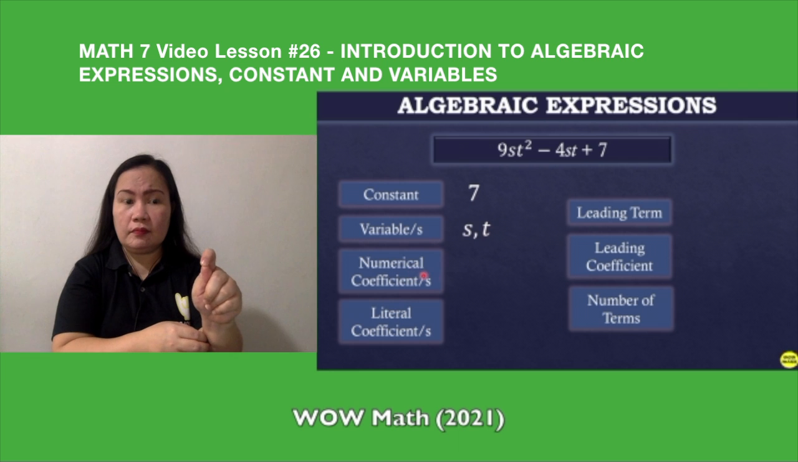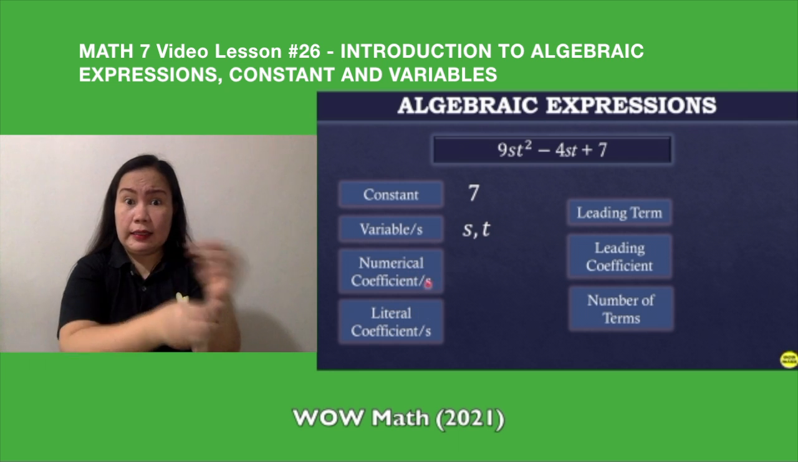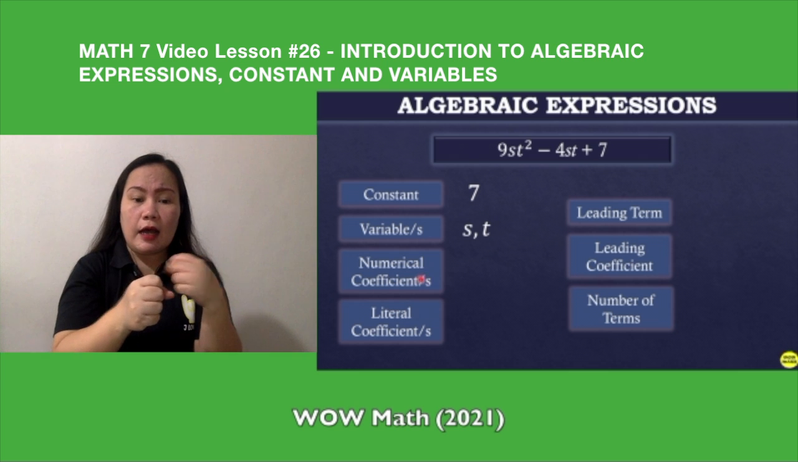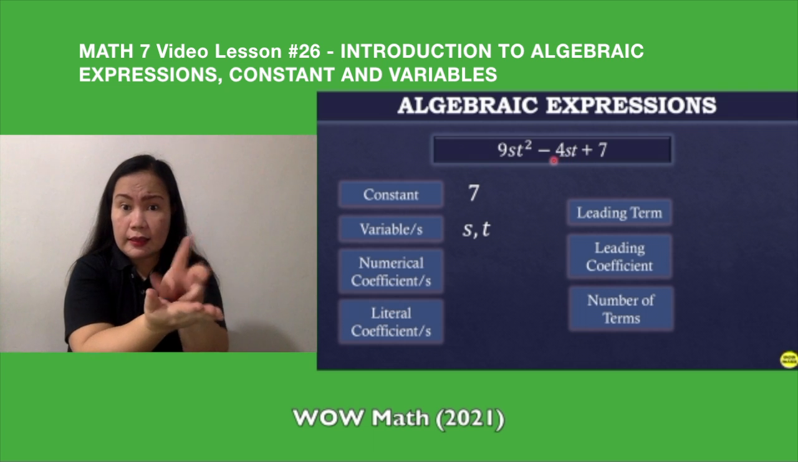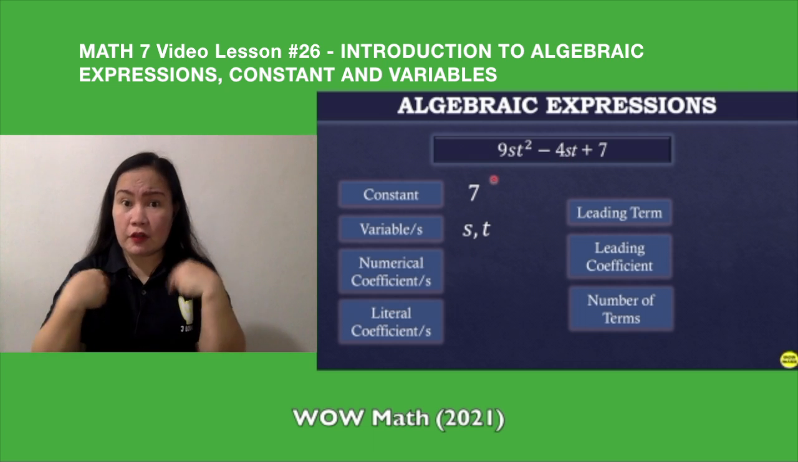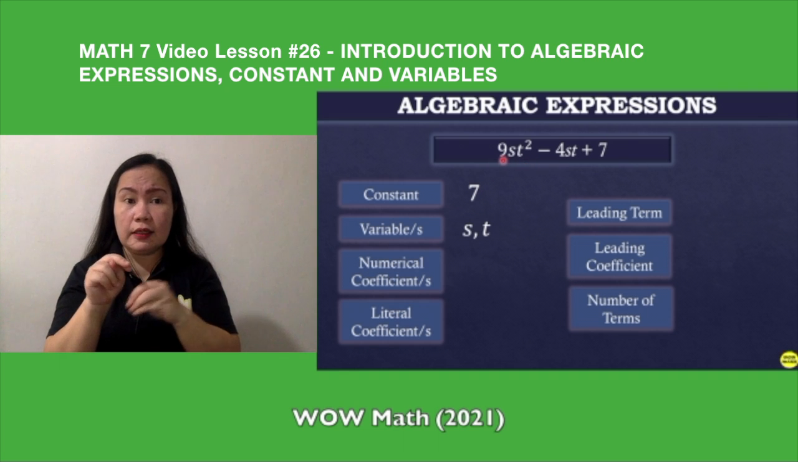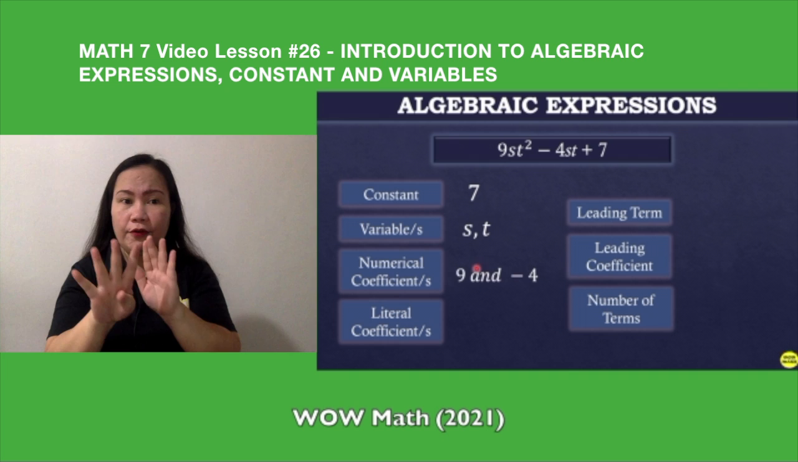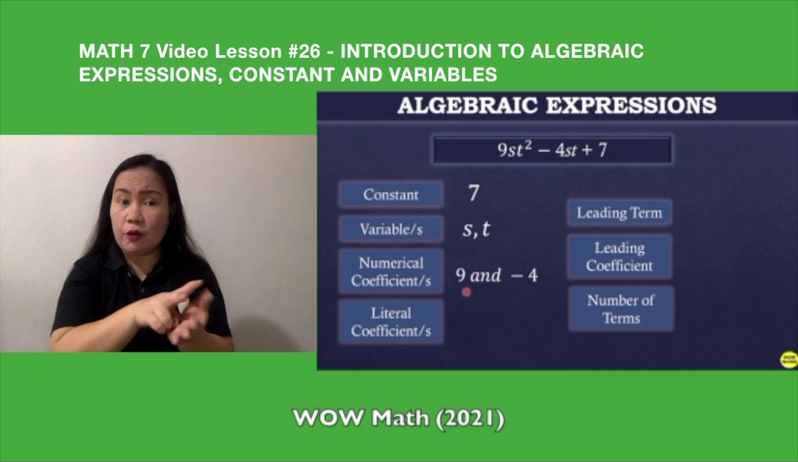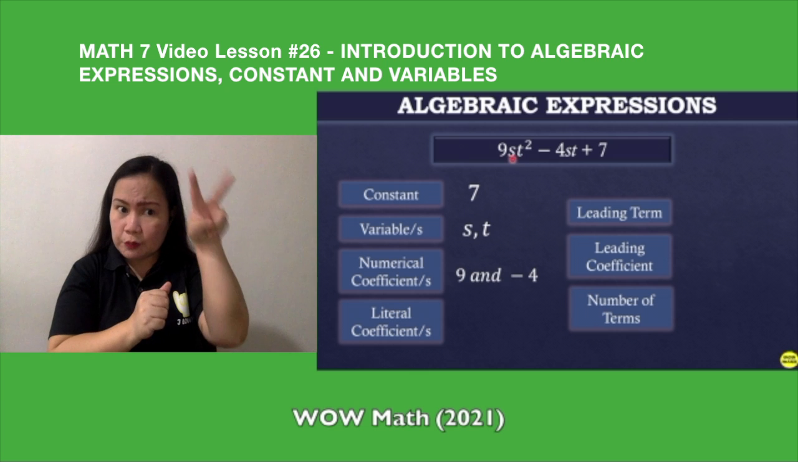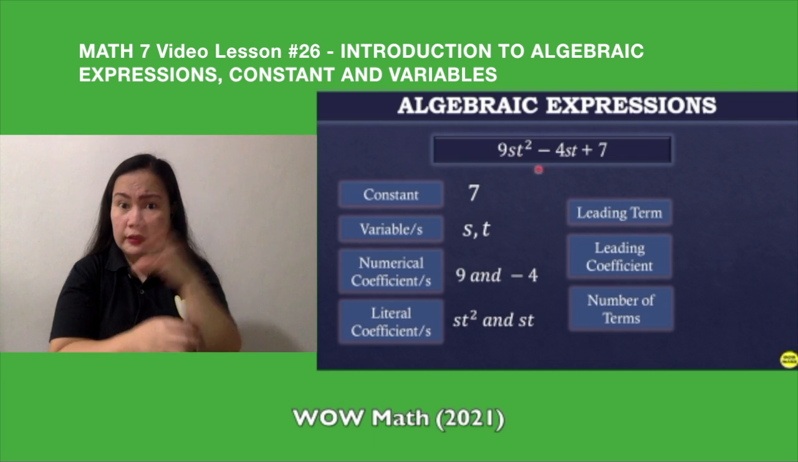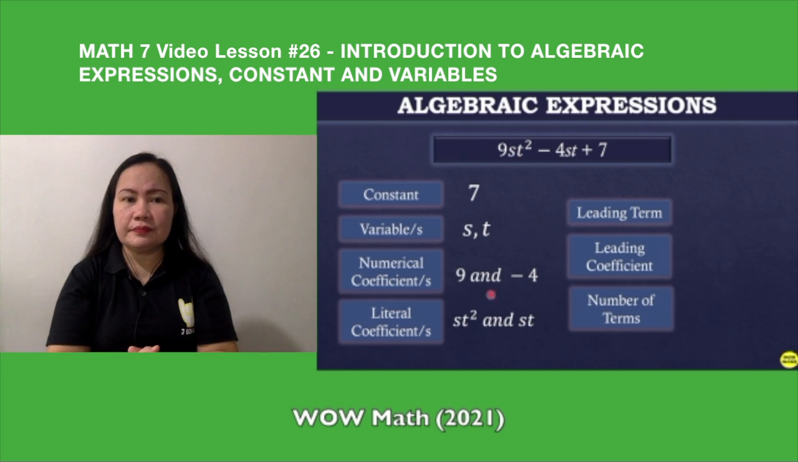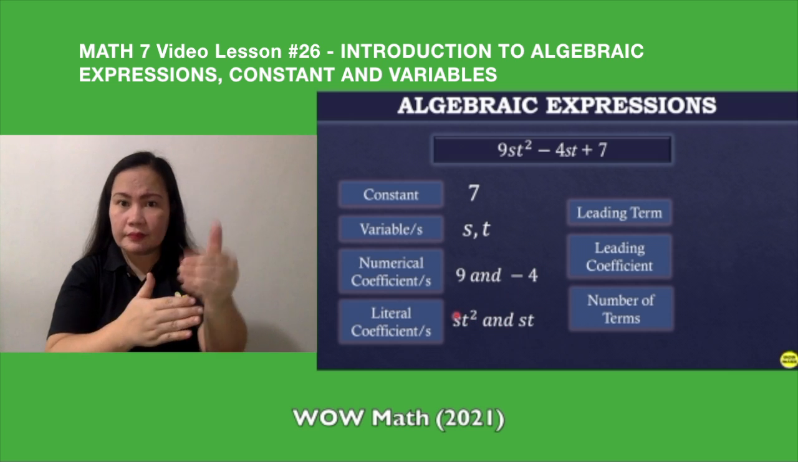So, again, etong dalawang to ay makukuha lang po natin kapag merong number at variable na magkatabi. So, ibig sabihin, meron dito at meron dito, kasi magkasama sila. Numerical muna tayo. Since dalawa ito, dalawa ang numerical coefficient natin. We have 9 and negative 4. And then, yung literal coefficient, ano yung kasama nila na letter part with exponent? Including the exponent. So, st squared and st. Okay, so yun po ang kanilang literal coefficient.